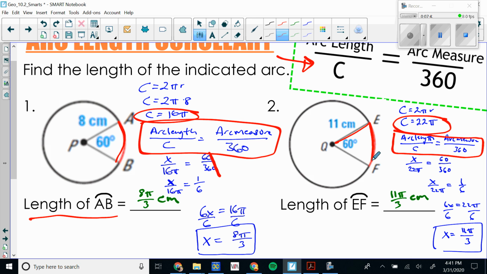So we're going to say that's x over 22 pi, our circumference, C, equals, again, 60 over 360. Just like the last one, 60 over 360 is 1/6. So if I cross multiply this proportion, I'm left with 6x equals 22 pi, divide each by 6, and x equals 11 pi over 3.